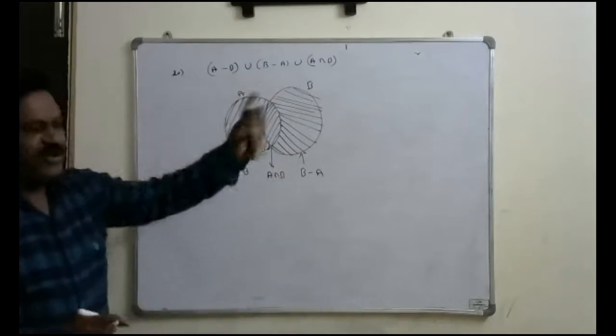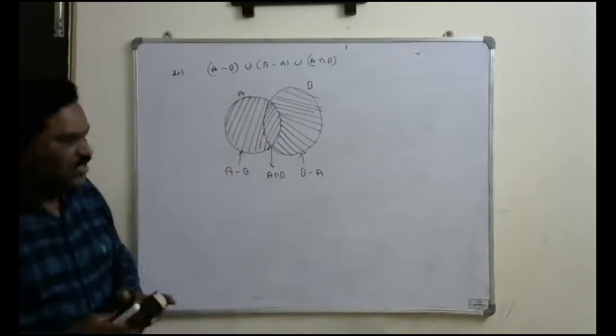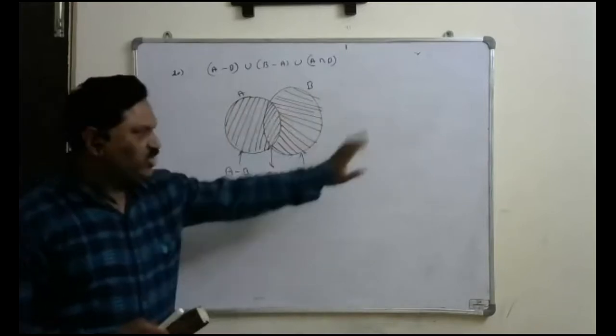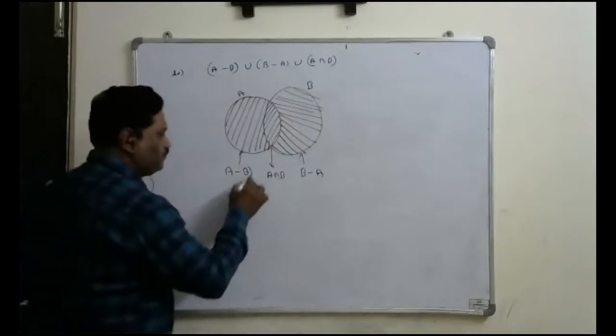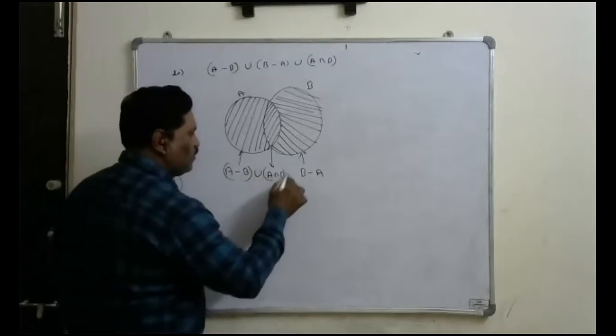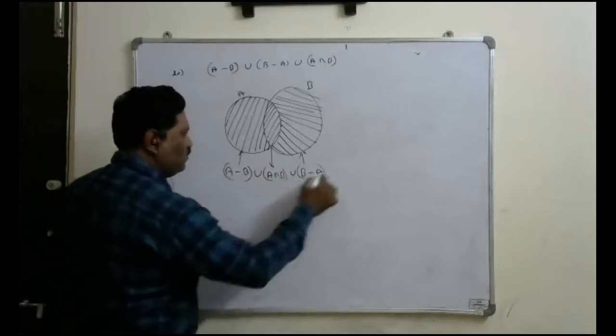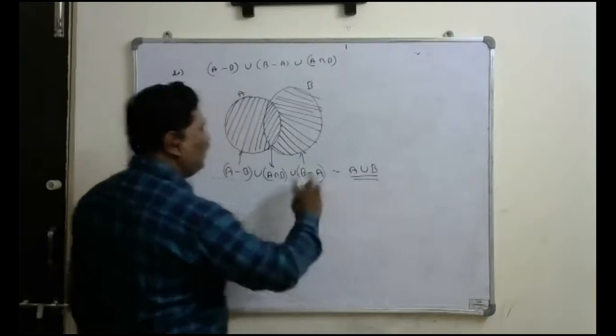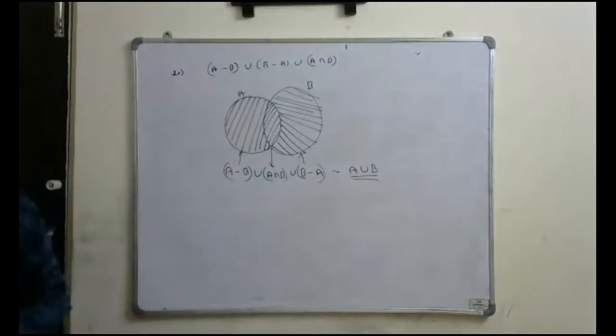Now I want to find the union of all of them. Union means the total hashed area, you have to find it. Tell me, what is the total hashed area? A union B. That's why this is equivalent to A union B. That is the answer. Take that.